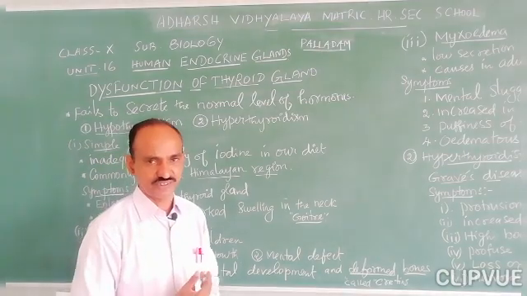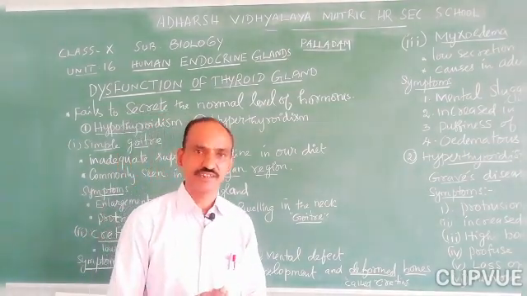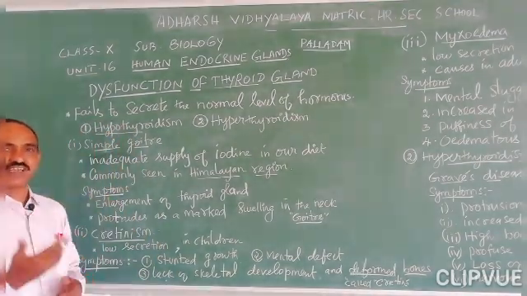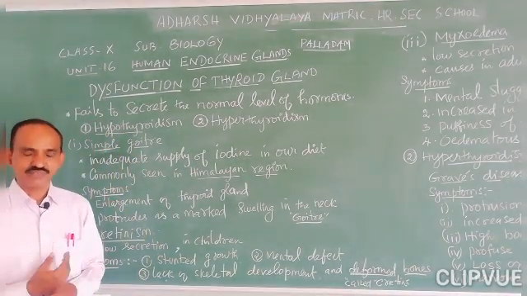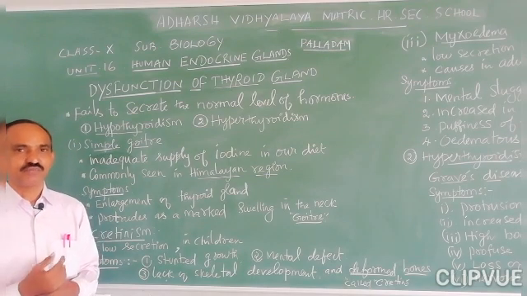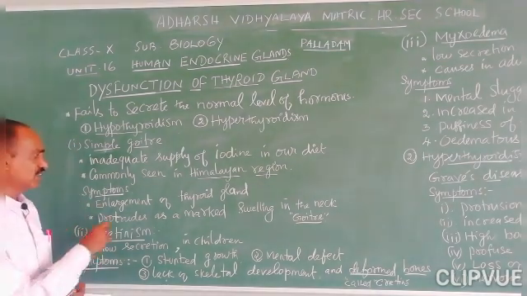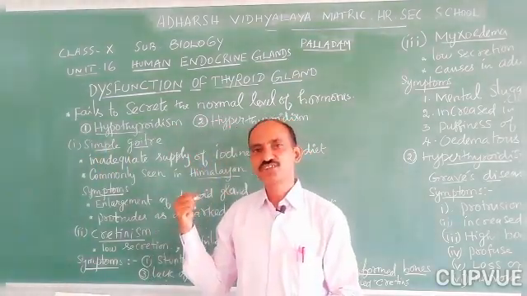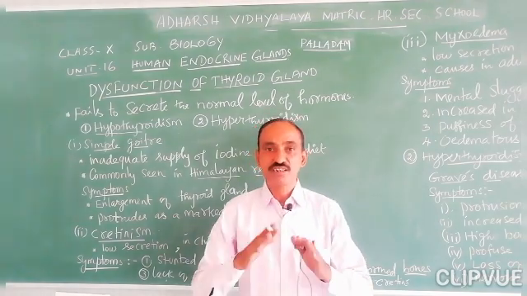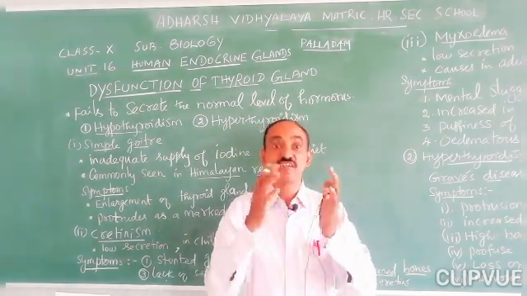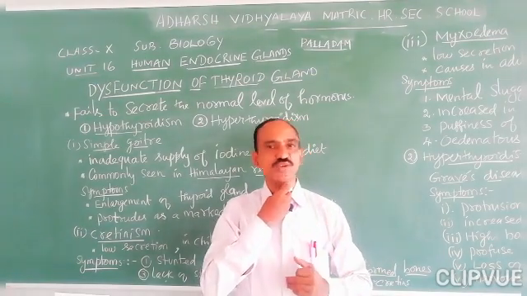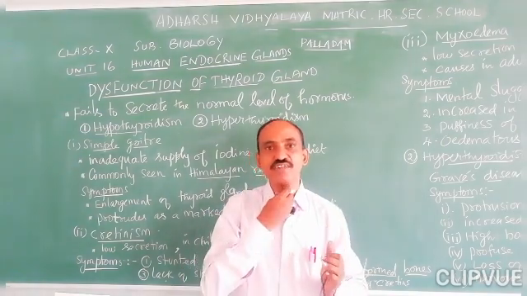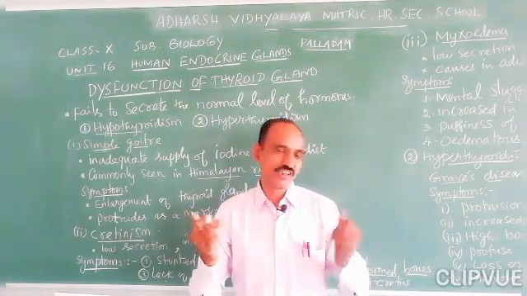What are the symptoms of simple goiter? Symptoms means signs, appearance. What appearance will we get? First, we can see the enlargement of the thyroid gland, due to less secretion of thyroxine hormones. The thyroid gland enlarges and becomes bigger in size. The thyroid gland is located in the neck region. When it becomes bigger, swelling automatically takes place in the neck region.